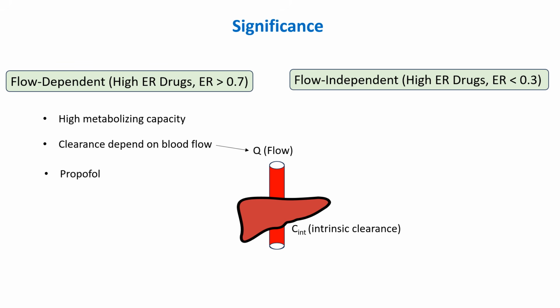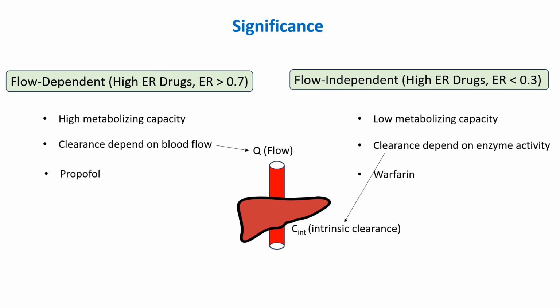For drugs with low extraction ratio, the liver metabolizes the drug slowly. Clearance is primarily influenced by the liver's enzyme activity and not by hepatic blood flow. Changes in enzyme activity such as induction, inhibition, or liver diseases can significantly impact how much of the drug is metabolized. The drug warfarin falls in this category.